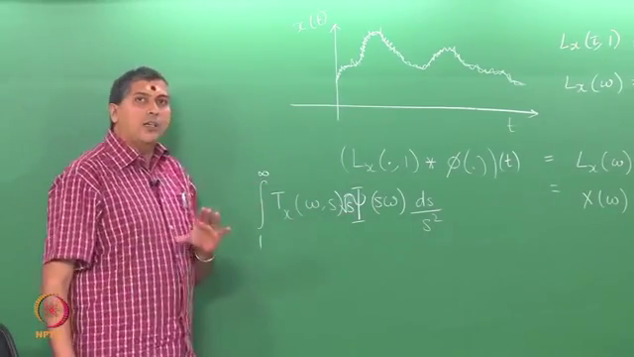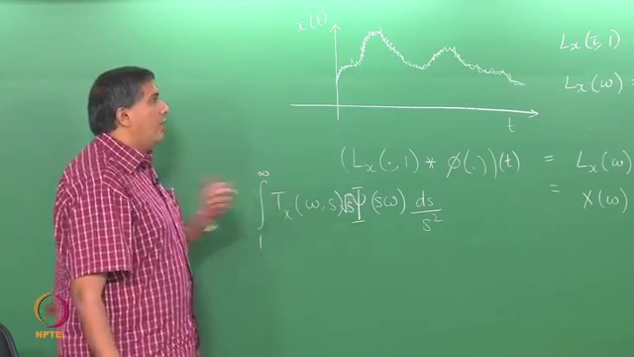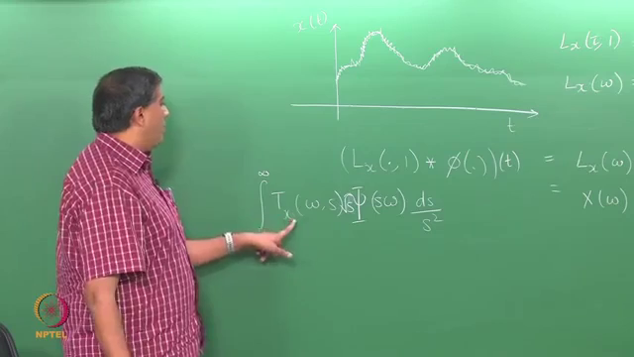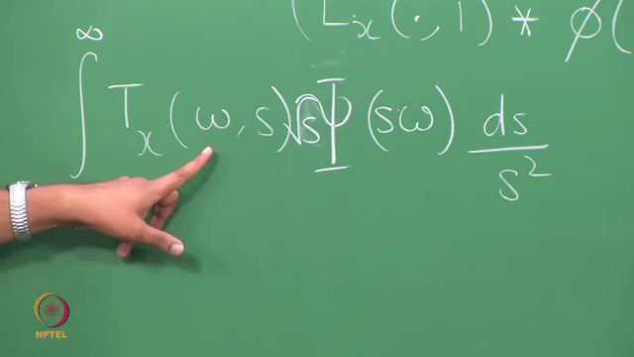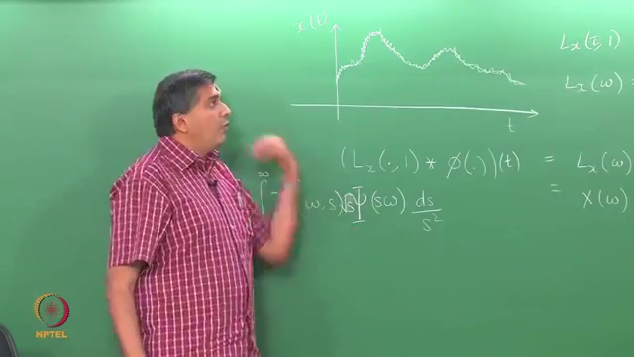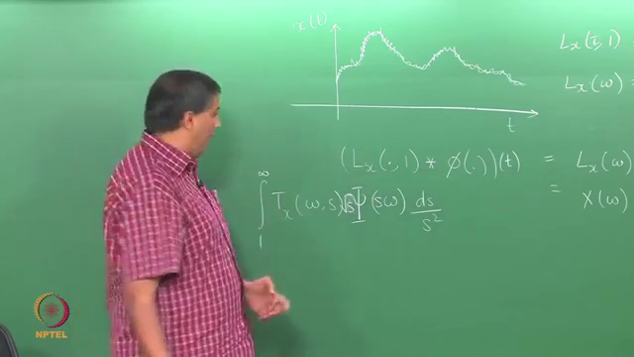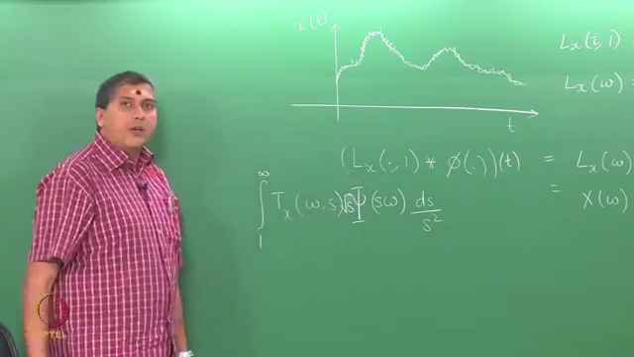So, we have taken the Fourier transform of the integrand, it is a convolution, therefore, the Fourier transform of convolution is a product of T x of omega comma s. Remember, we are taking Fourier transform with respect to tau. So, it is a product of this times the Fourier transform of the scaled wavelet at scale s, and therefore, we have root s times psi of s omega.